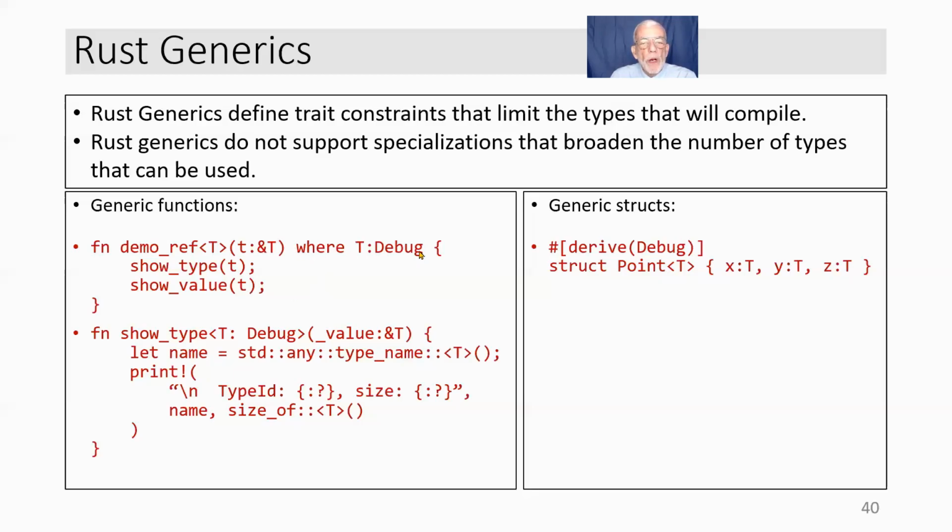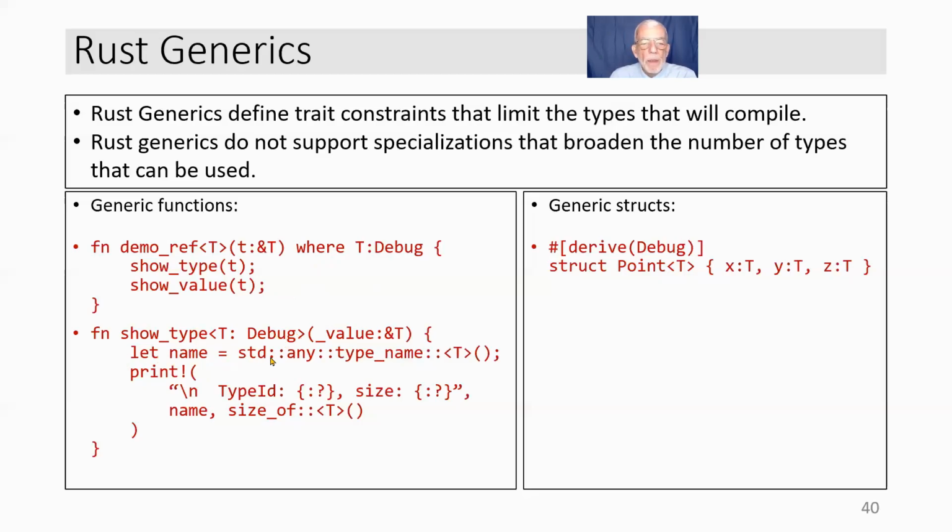So this where clause is one way to constrain it. Another way to constrain it, this is another function, show type, T: Debug. So here, this is totally equivalent to this where T: Debug. It's just a shorthand way of saying that. If we have lots of constraints, we might choose to use the where clause because it gives us a little more room to string all that out, but either way is fine.